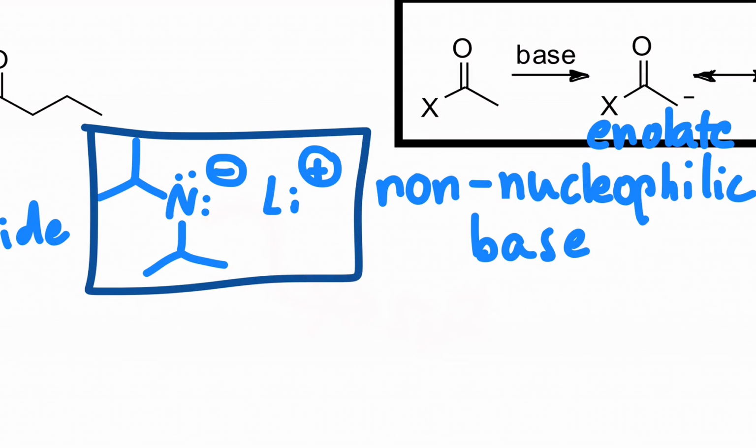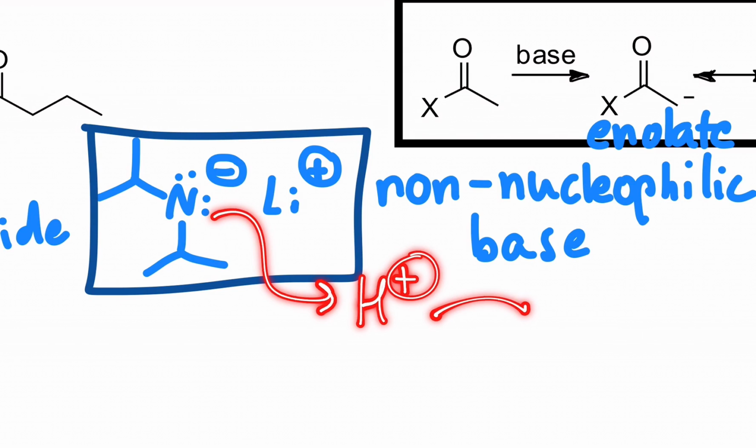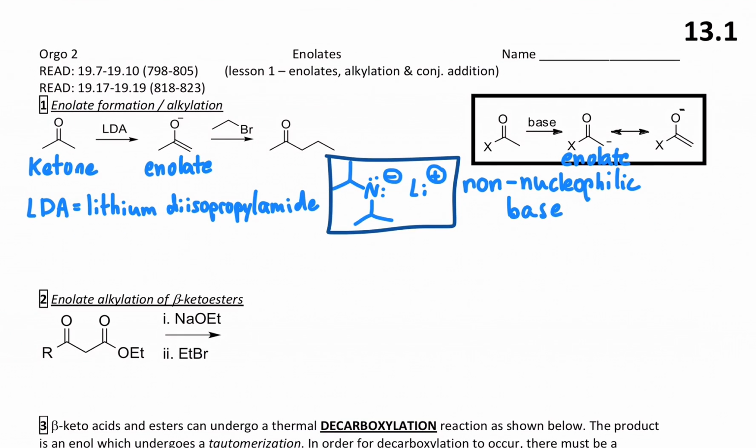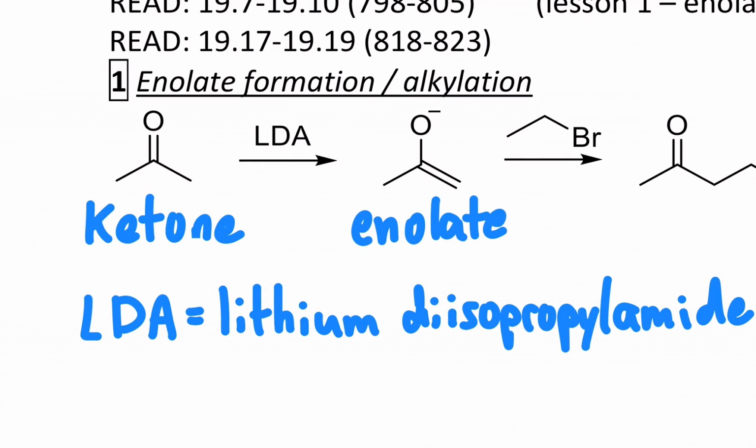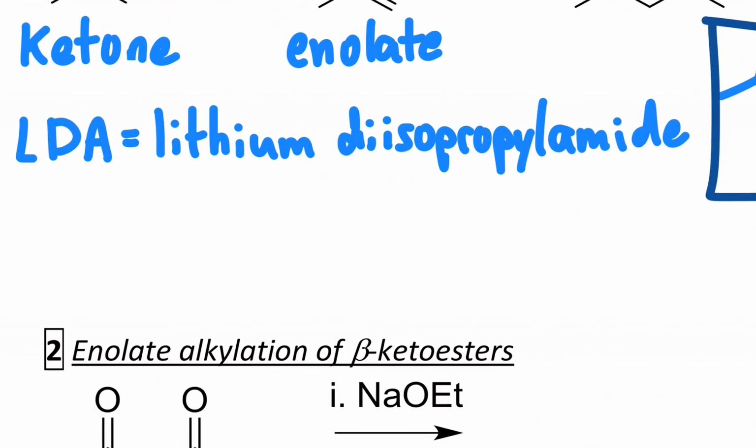It's not going to happen. It will act as a base and take away an H from something, and then make the conjugate base of that thing. So we're never going to have LDA attacking the carbonyl. Instead, it will deprotonate one of the alpha hydrogens that we have here. In fact, let's show that. Let's see the mechanism of this.